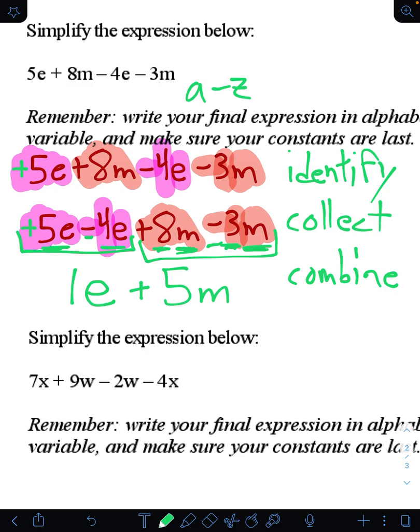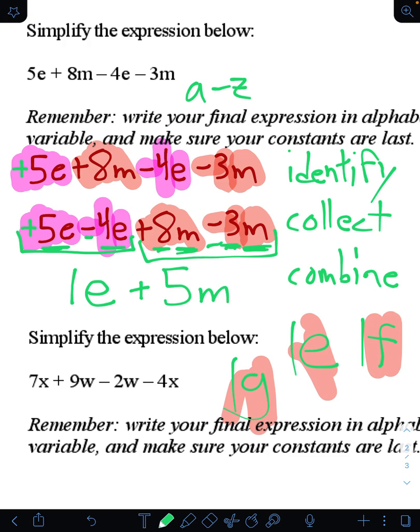And finally, if you just have a letter, just an E or just an F or just a G, we already know there's just one E or one F or one G. So you don't need to add the 1 in front of them. Whenever you have a 1E, I'm going to mark it wrong unless you take that 1 out, so it's just E plus 5M. Okay, so that's a heads up.